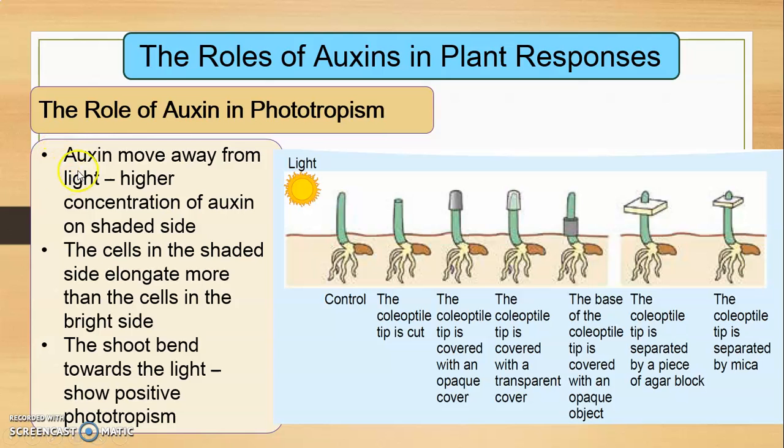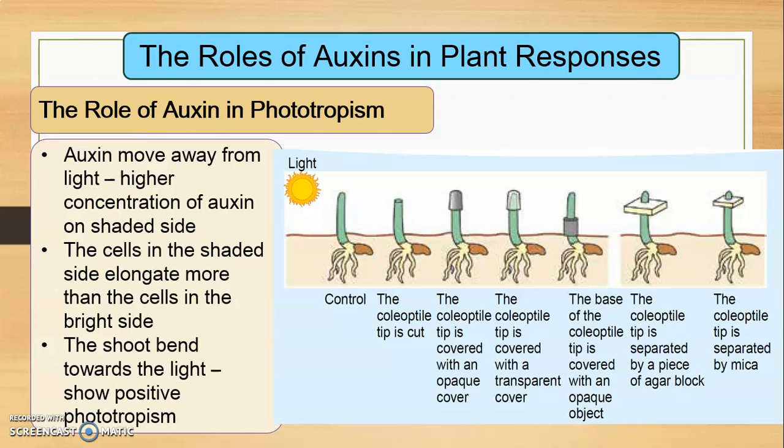Okay, number one, auxin moves away from light. Auxin is always moving away. Auxin doesn't like the sunlight. So what happens? The auxin will move to the shaded side, and it will cause a higher concentration of auxin on the shaded side. Shaded side ini adalah bahagian yang tidak menerima cahaya.